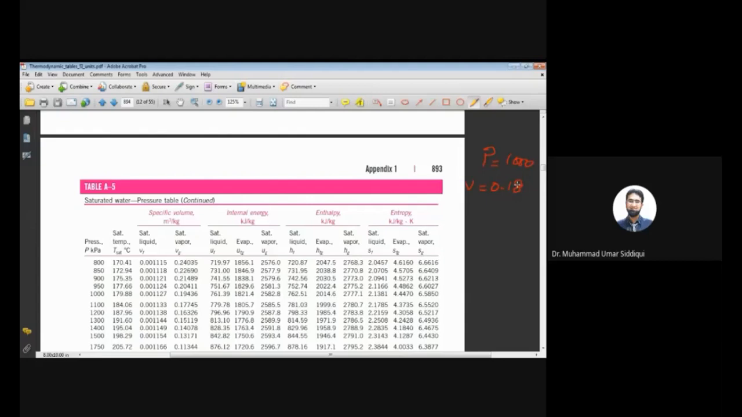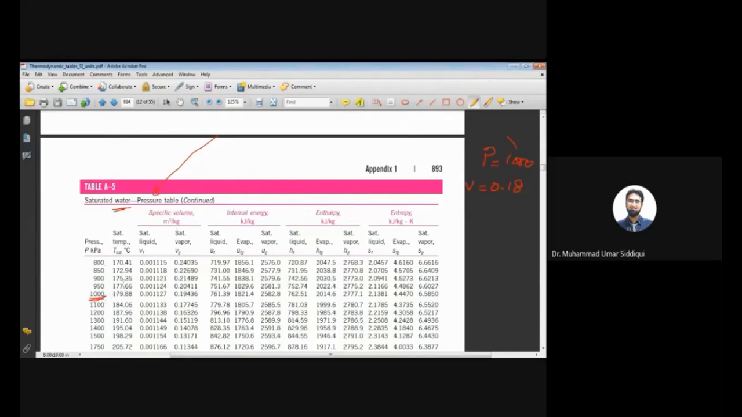So the first thing we need to do is go into the saturation table. Since the pressure is provided here, we are going to go into the pressure table, the saturated water pressure table. Now we're going to go to 1000 kilopascal. This is 1000 kilopascal.